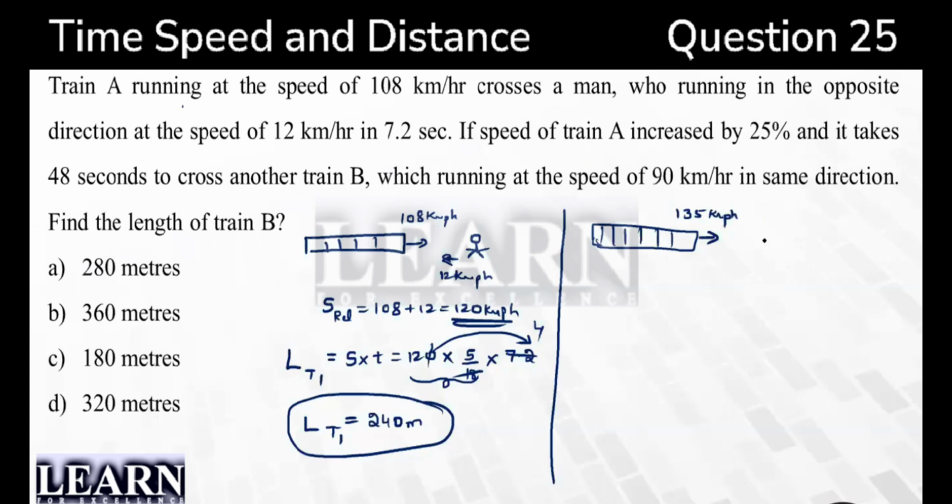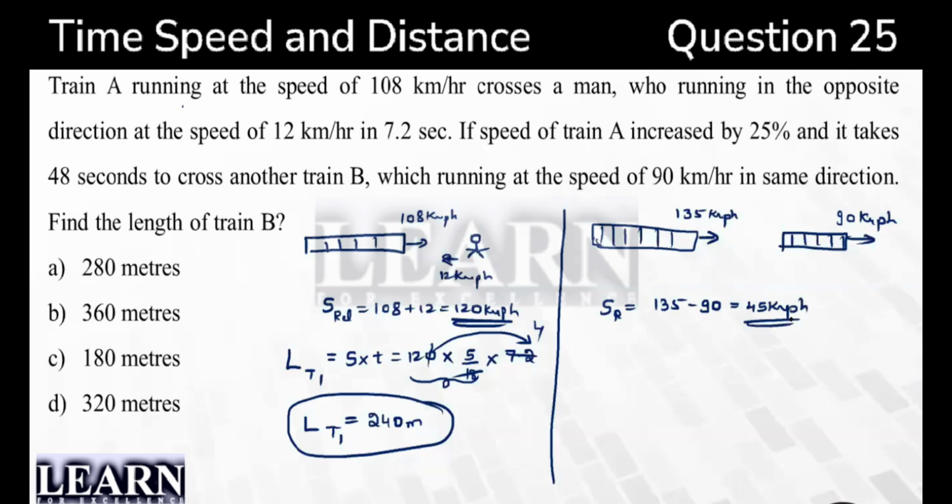The other train is traveling in the same direction, right? Yes, in the same direction. Other train is traveling at a speed of 90 kilometer per hour. So what is the first thing? I need to find out the relative speed. I can say relative speed is nothing but the difference, 135 minus 90, which gives 45 kilometer per hour. Relative speed is 45 kilometer per hour.